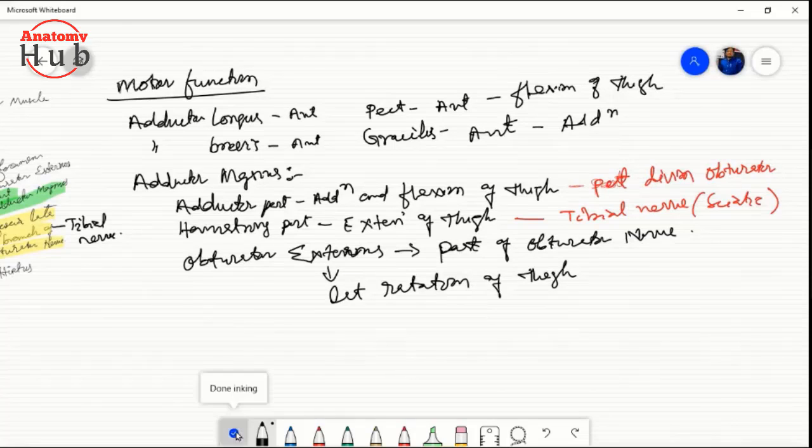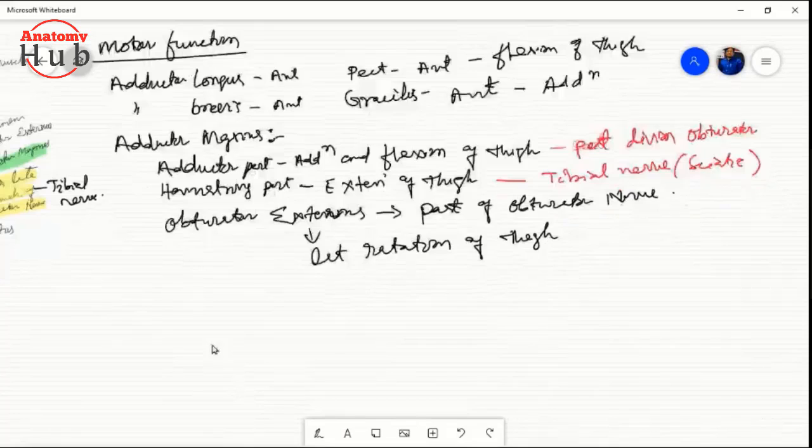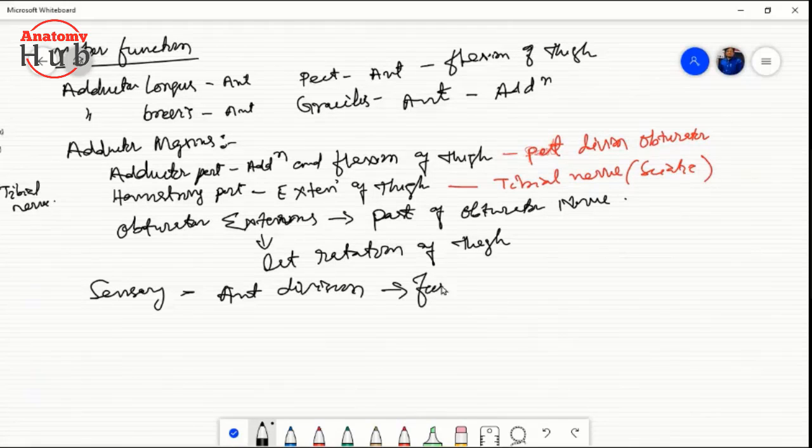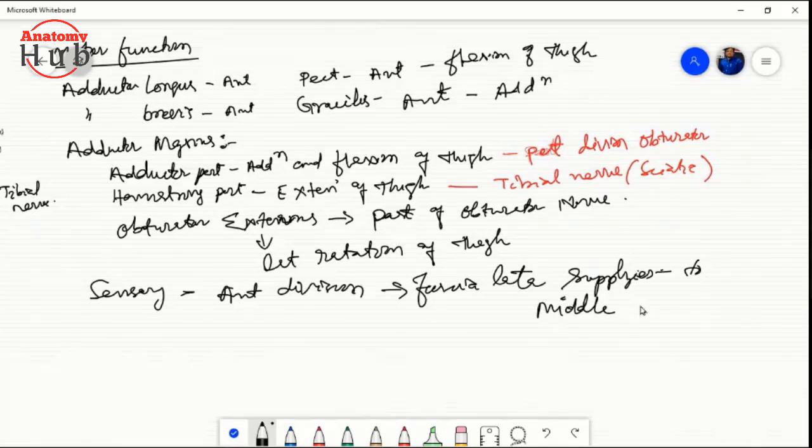Now the sensory division. Sensory means the cutaneous branch. Which division? The anterior division. It pierces the fascia lata and supplies the middle part of the medial thigh.